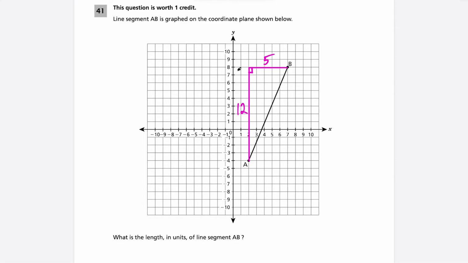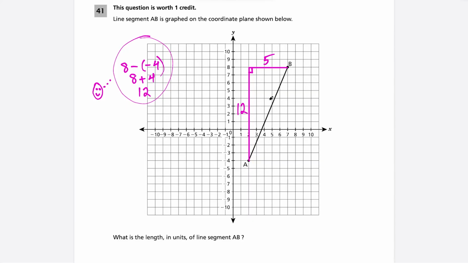A nice little shortcut is I don't actually have to count the boxes all the way down. Like let's say I didn't feel like counting to 12. What I could do is just subtract the y values. Notice I'm going from a height of 8 down to a height of -4. So if I did 8 minus -4, that would give me 8 plus 4, which is equal to 12. So that's just a faster way of getting there. The same way I could just do 7 minus 2 is 5 because I'm going from 2 to 7.